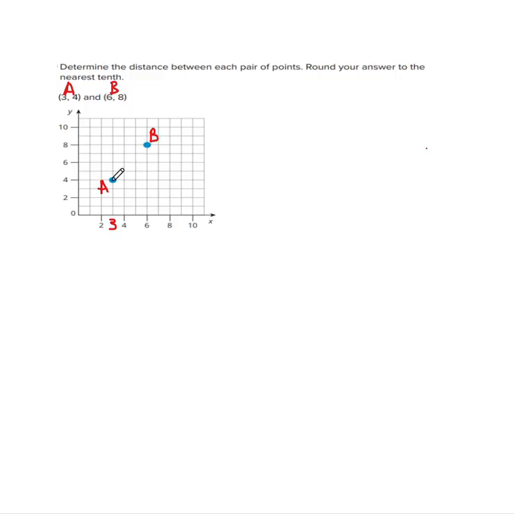So our first step in using the Pythagoras Theorem to find the distance between A and B is to form a line segment, which is simply a straight line connecting A and B. So now we have a line segment that connects A and B.